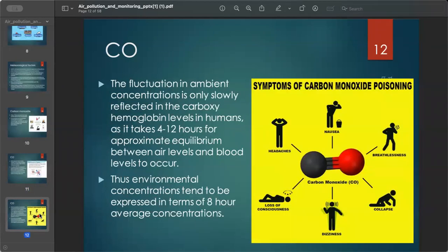The fluctuation in ambient concentration is only slowly reflected in the carboxyhemoglobin level in humans, as it takes 4 to 12 hours for approximate equilibrium between air level and blood levels to occur. The environmental concentration tends to be expressed in terms of 8 hours average concentration. Symptoms of carbon monoxide poisoning include nausea, breathlessness, collapse, dizziness, loss of consciousness, and headache.